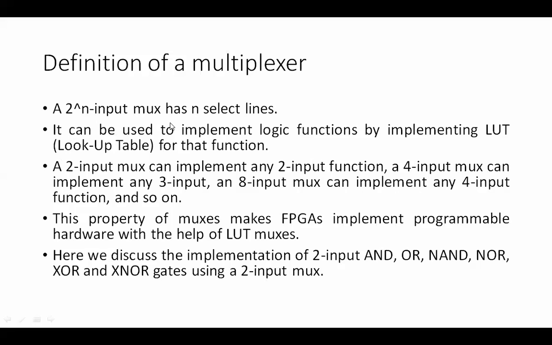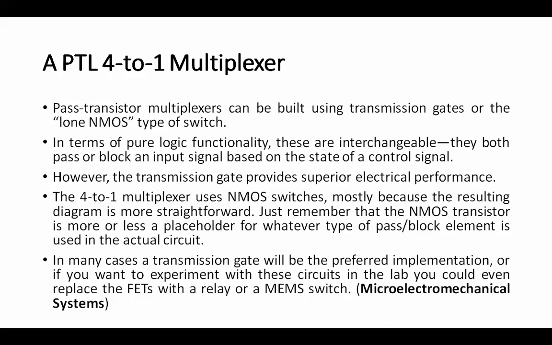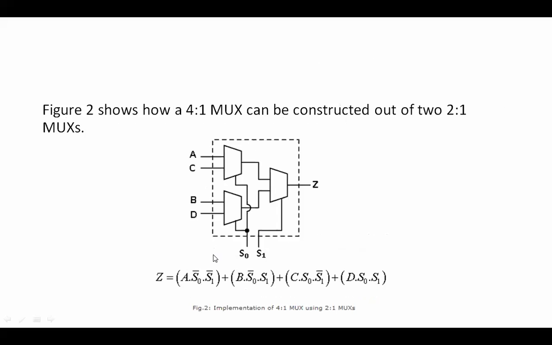A 2 raised to n input mux has n select lines. As you all have seen, you have a multiplexer, and just like your pass transistor, it will have something called a gate. This gate is connected to a select line, just like you can see here. This is a diagram of a 4 is to 1 mux, which has two select lines, S0 and S1.